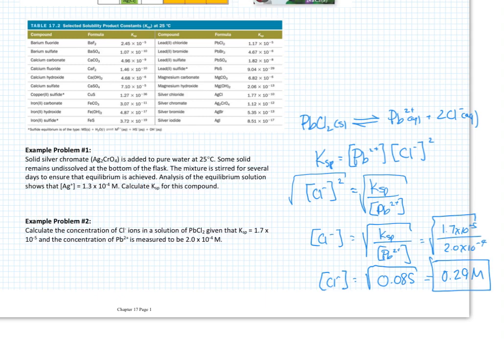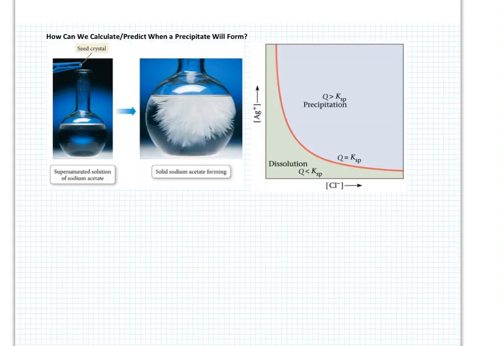Now let's shift gears a little bit and talk about how we can predict whether a precipitate is going to form. We can predict or calculate when a precipitation reaction will form using the reaction quotient that was introduced a couple of chapters ago. So let's start with our silver chloride reaction again, AgCl. I've drawn these arrows equally, but that's probably not really correct necessarily. So that forms Ag+ ions plus chloride ions.